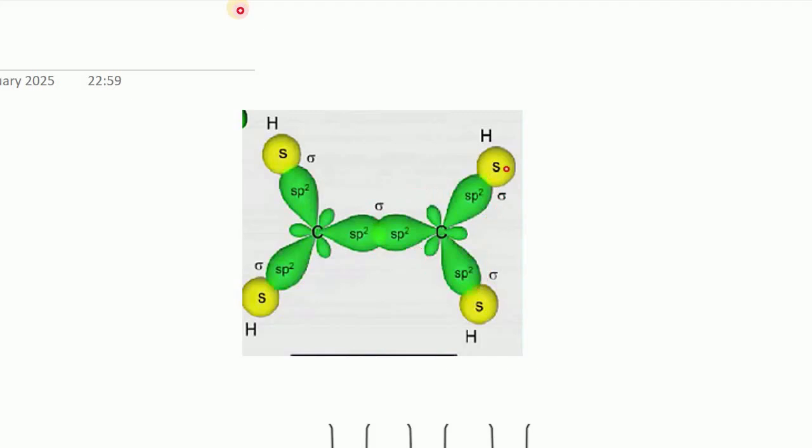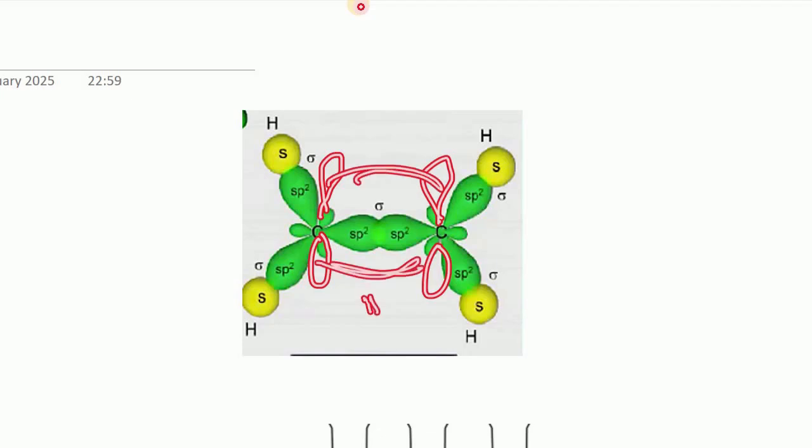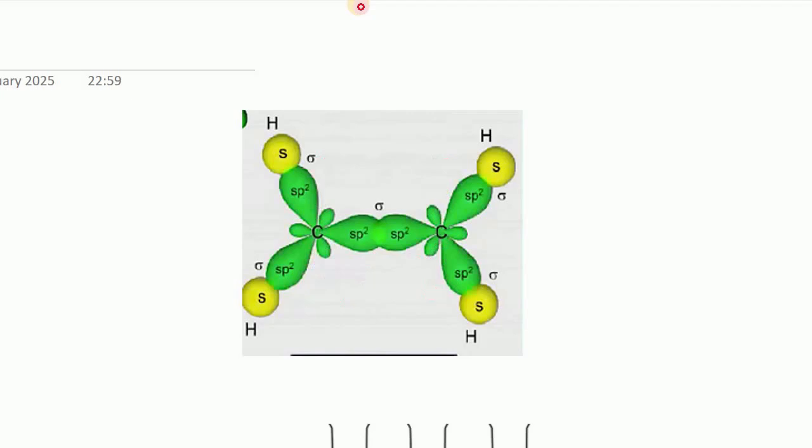This orbital S is coming from the hydrogen. How many hydrogens are there? There are 4 hydrogen atoms. Now this bond is sigma bond, this also sigma bond, sigma, sigma, sigma. And here pure p orbitals are there. These pure orbitals will join together and give you a pi bond. Like this, the formation takes place.